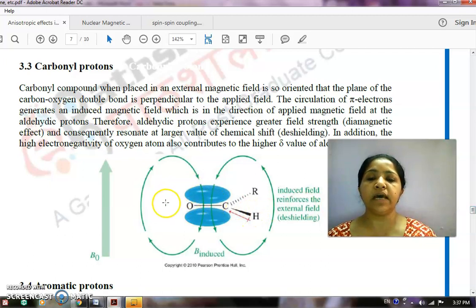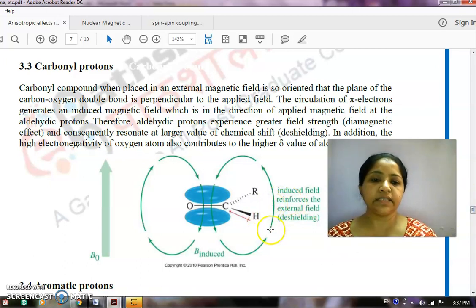Here you see this is the CO pi electron, and it is perpendicular to the applied magnetic field. The pi electron circulates, and this circulation is in the direction of the applied magnetic field. See, this is in direction with the applied magnetic field. And now what happens is that this H experiences reinforcement, meaning it is aligning with the applied magnetic field. Therefore it requires lesser magnetic field to resonate.